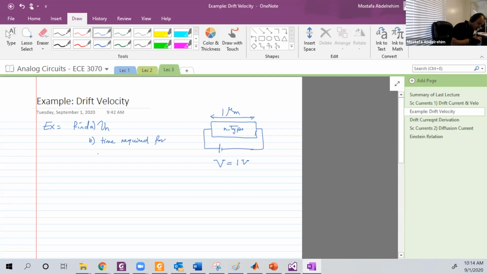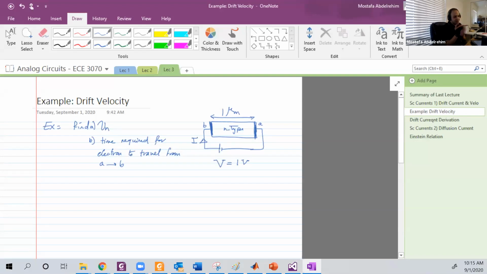And number B, time required for electrons to travel from A to B. Let's call this terminal here, the start, A, and this guy B. And remember, the current that will flow in this sample is going in that way.